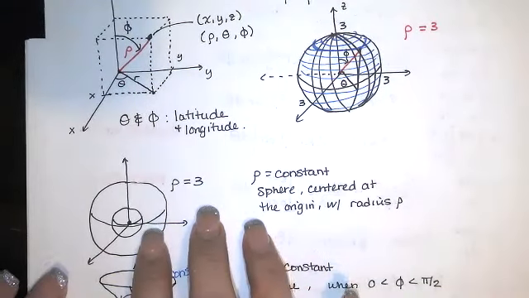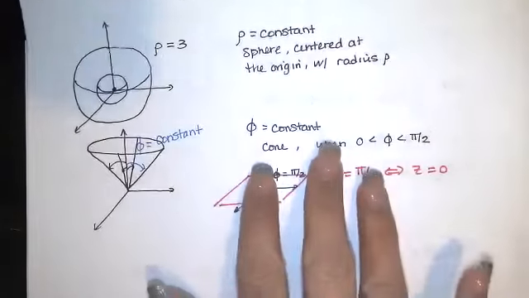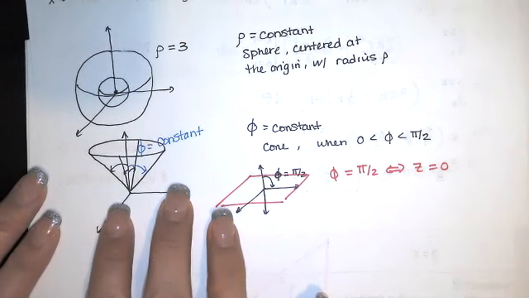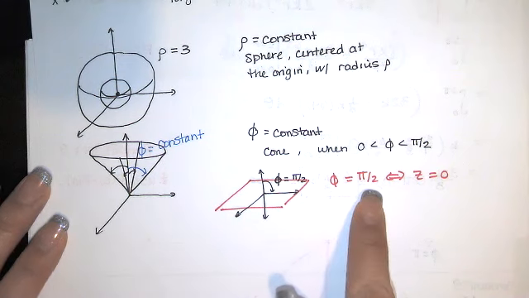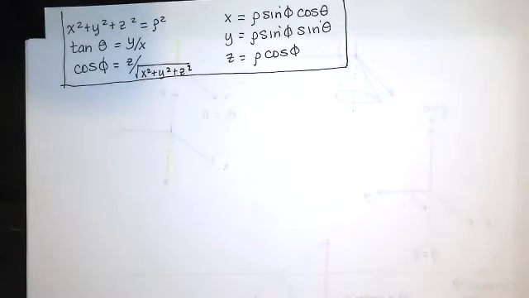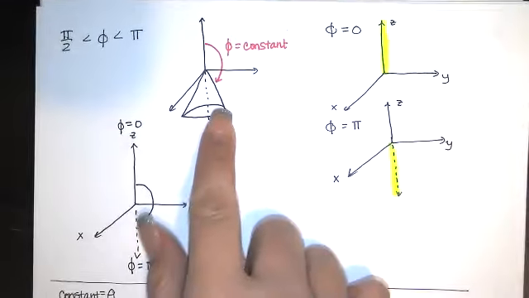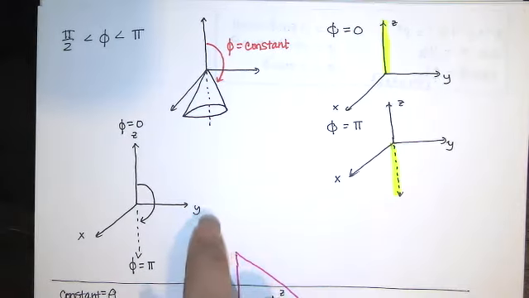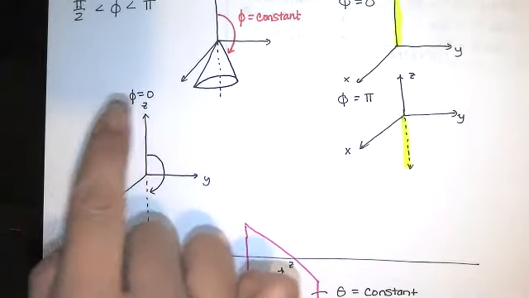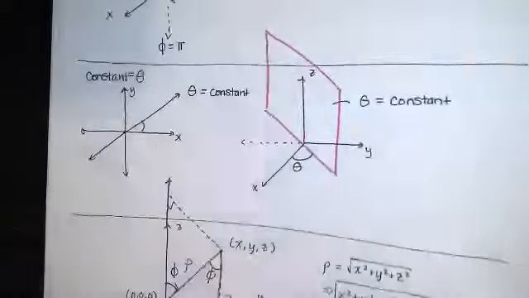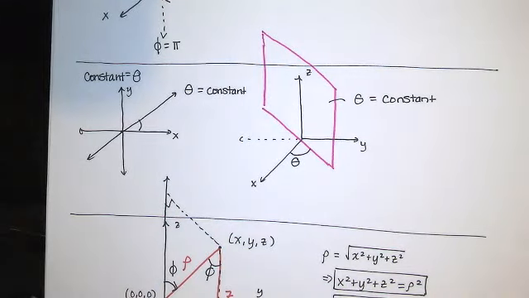Remember, rho equals a constant. Those are spheres radiating out from the origin. Phi equals a constant. Generally, those are cones. If that angle is between 0 and pi over 2, we get a cone facing up. If the angle is equal to pi over 2, we just get the xy plane. If the angle is between pi over 2 and pi, we get a cone facing down. We have some degenerate cones that are just the positive and negative z-axis, but generally, phi always goes from 0 to pi. If theta equals a constant, we've got a plane that passes through the z-axis.